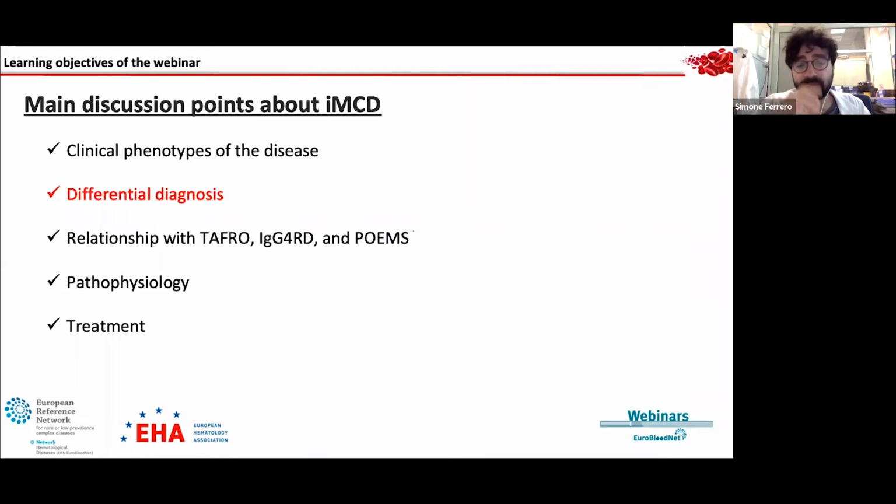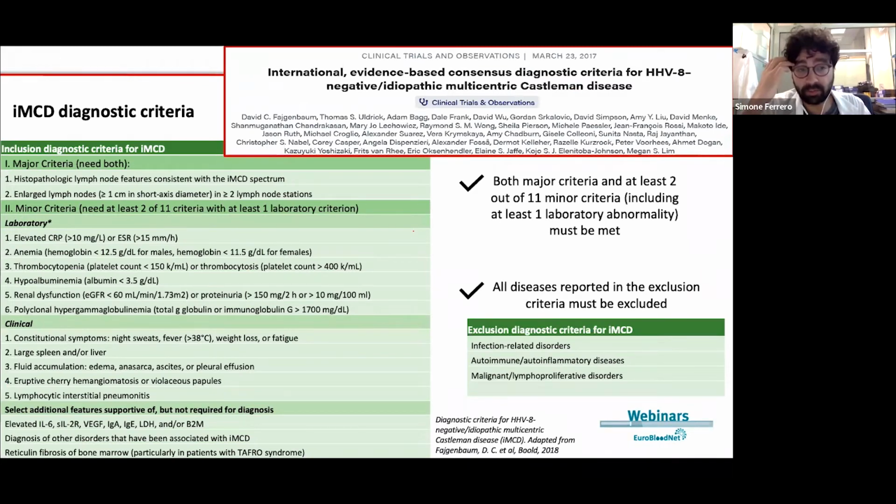What about differential diagnosis? It is very important to make a clear diagnosis of iMCD that is not made only on the histological report, because here you can see the diagnostic criteria of iMCD published in 2017 in Blood by the Castleman Disease Collaborative Network. To diagnose iMCD, you should have both the major criteria, that are enlarged lymph nodes, at least 1 centimeter, in at least 2 lymph node stations, that is multicentric, and a histopathological report consistent with the iMCD spectrum. But besides the major criteria, we should have at least two minor criteria, of which at least one laboratory criterion, for example inflammatory indices.